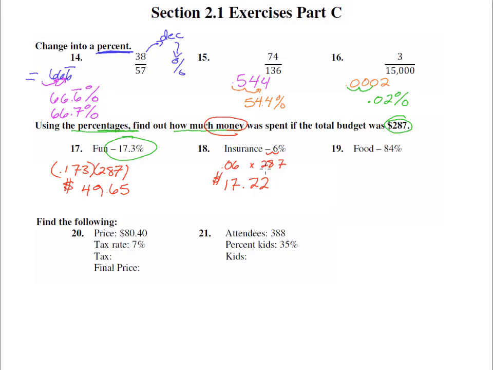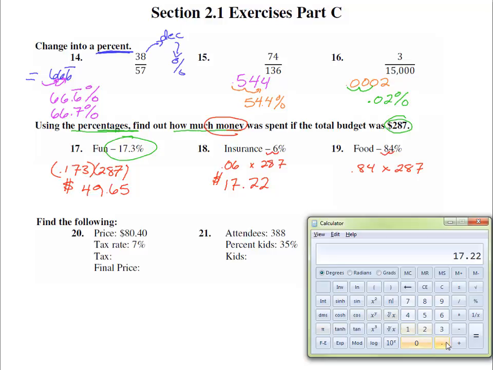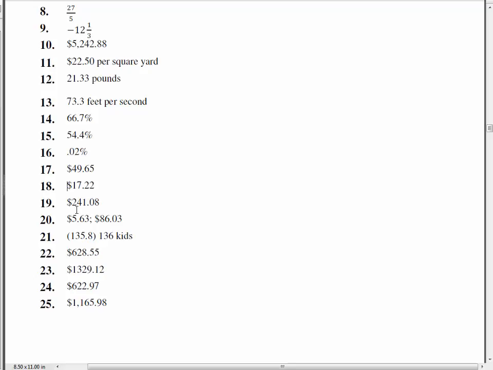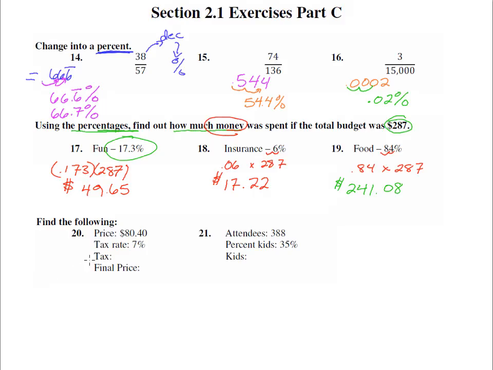Number 19, food is 84%. Wow, that's a high percent. Move the decimal two places, and we get 0.84 times 287. Let's punch that in our calculator and see what we get. 0.84 times 287 equals 241.08, already rounded to the nearest hundredth, so $241.08. There we go.